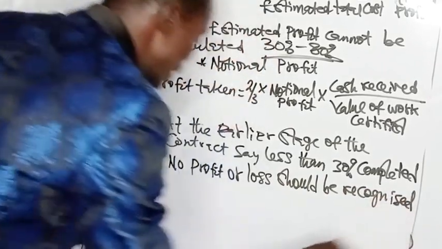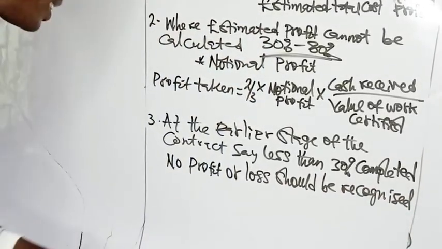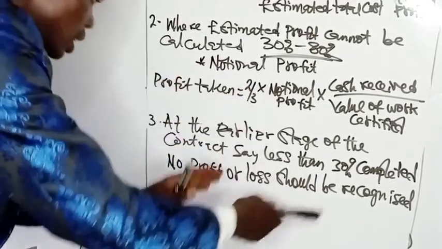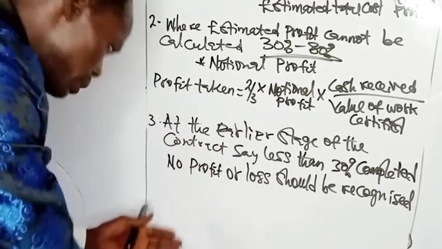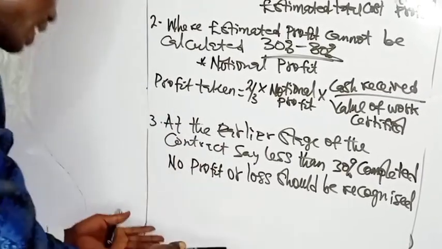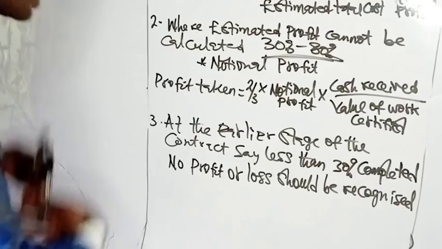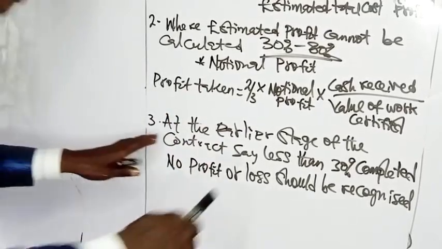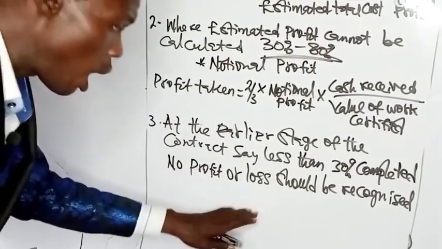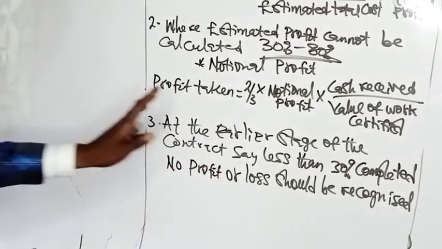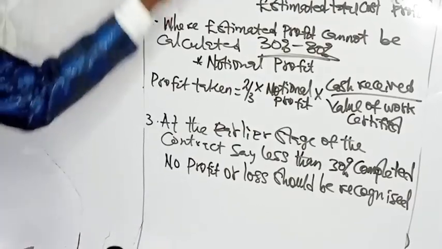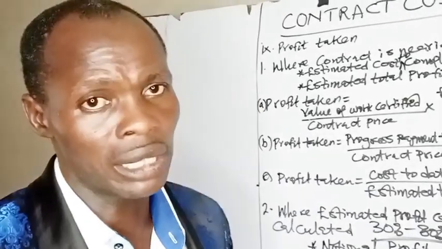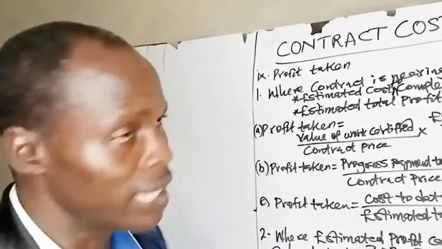Where the contract is at its earlier stage, the contract is just beginning, just starting, at its earlier state. So in that case, no profit or loss should be taken on such contract. So these are the steps for calculating the estimated profit and the profit taking.